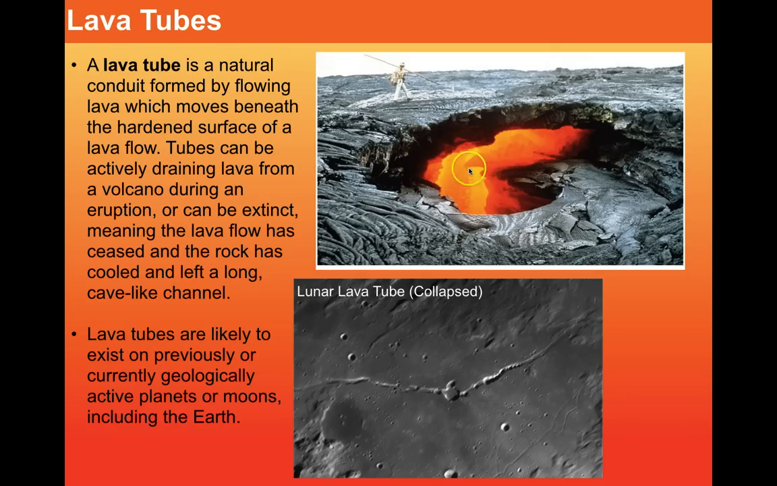The reason why it's not the safest place is if it's collapsed right here, what's to keep it from collapsing up here as well? So he, or she, I'm not sure if it's male or female, is taking a risk, of course, walking over this lava flow.